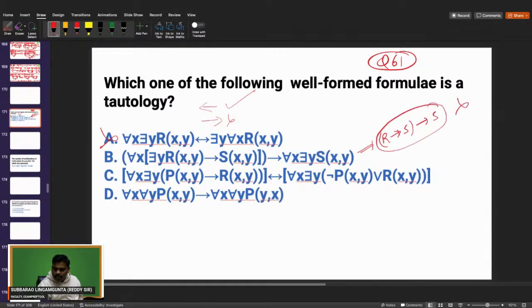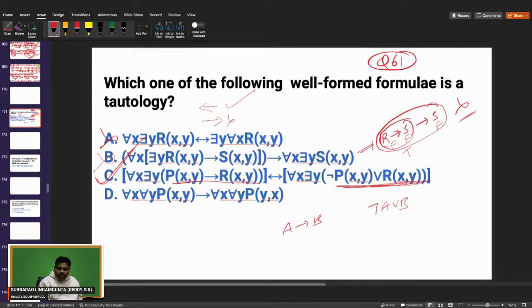This is not a valid one because if you take these both as false, the implies operator becomes true, and true implies false becomes false. So it is not possible. We discussed many problems in the classroom. Next, option C: left side and right side are the same. This is A arrow B. On the right side, negation A OR B, the same thing. So C is the answer.